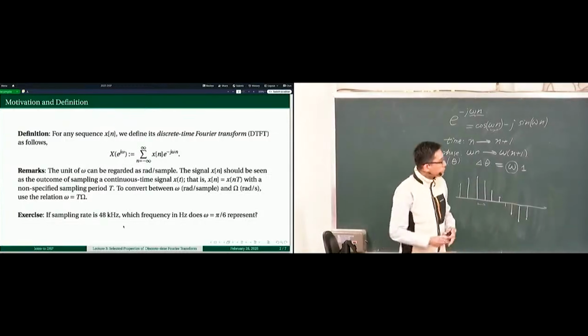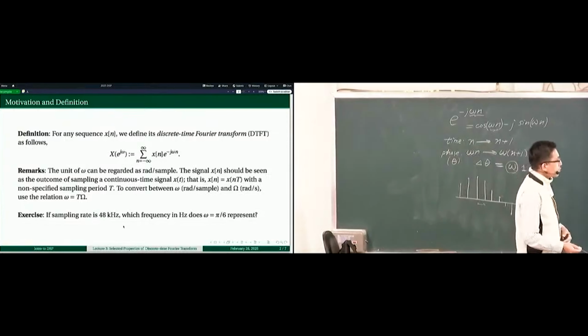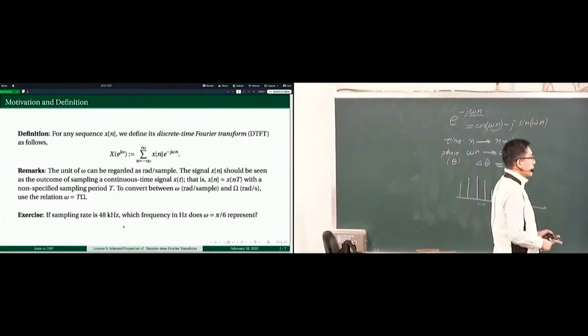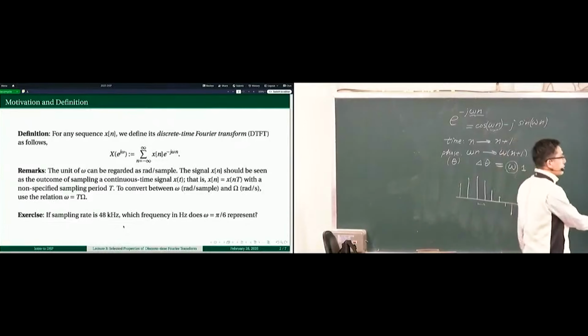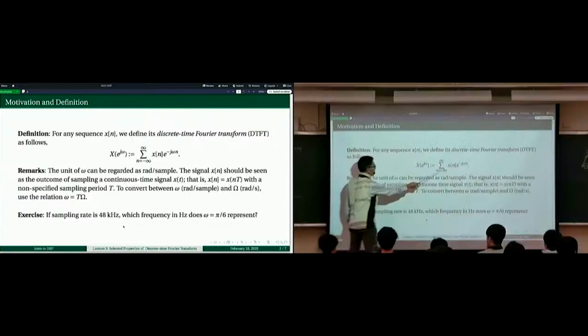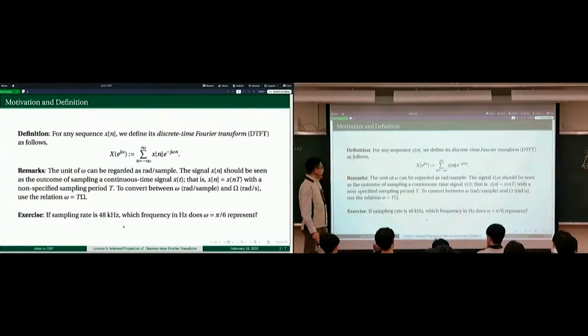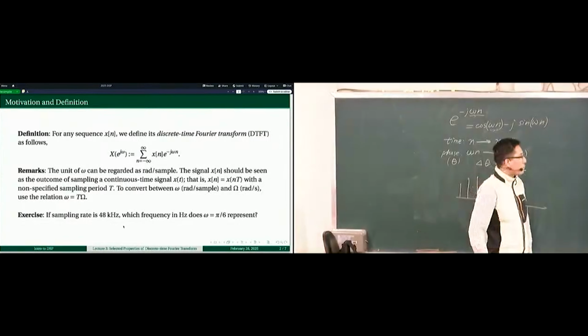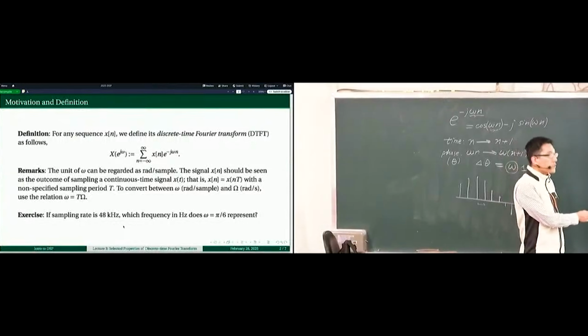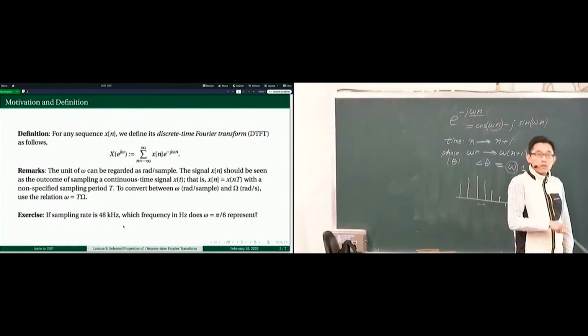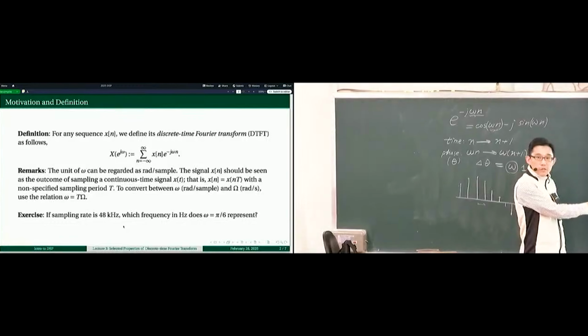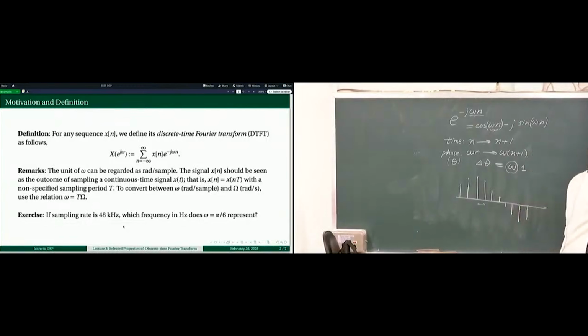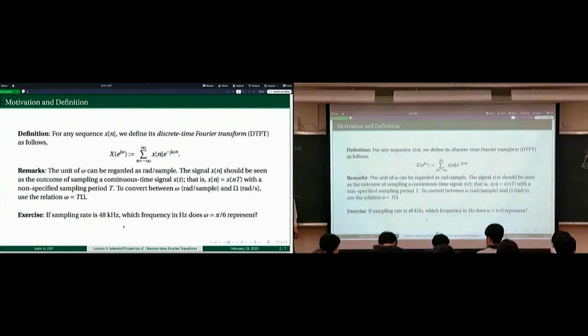So now, the next question we should agree on: I invite you to think of x of n, in this course, not simply as a sequence of numbers, but as the outcome of sampling. We always think of our discrete-time signal as the outcome of sampling a continuous-time signal.